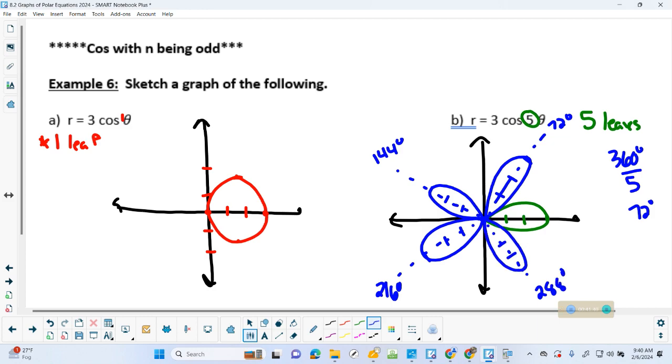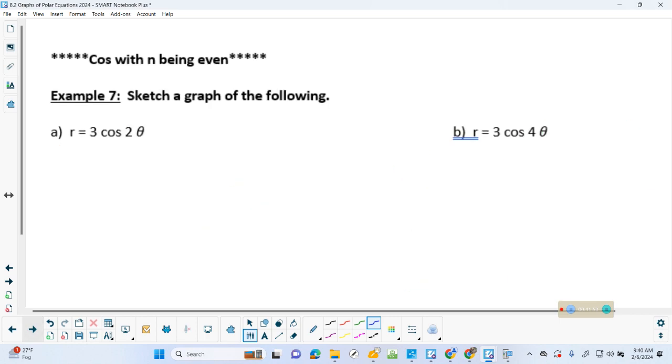We got it. So remember, cosine is nice. That first leaf's always on the positive x-axis because cos is 0. All of that we talked about, and then you just have to equally divide by 360 to get the rest. Not too shabby. Okay, let's do a couple more and finish this up.